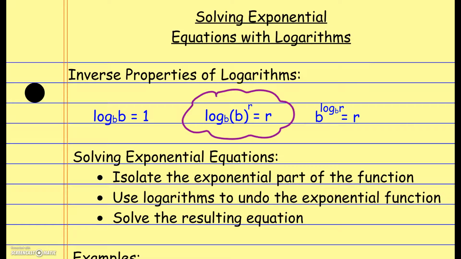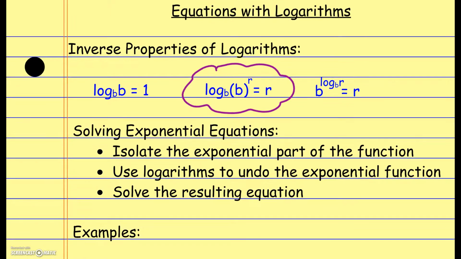So when we do this, the first thing we do is we isolate the exponential part of the function. So whatever's being raised to a power, we've got to get that thing by itself. We move everything else to the other side of the equation. We get the thing being raised to a power all by its lonesome. Then we're going to take the logarithm of each side. We're going to use that middle property to undo the exponential functions. We're going to use a logarithm to get rid of the exponential function, and then we're just going to solve what's left. Once the exponential function has been eliminated, we're going to see what we have left, plug it into our calculator, and go from there.